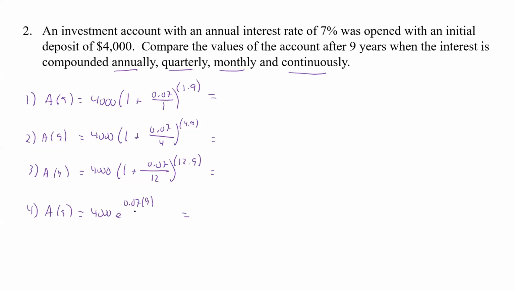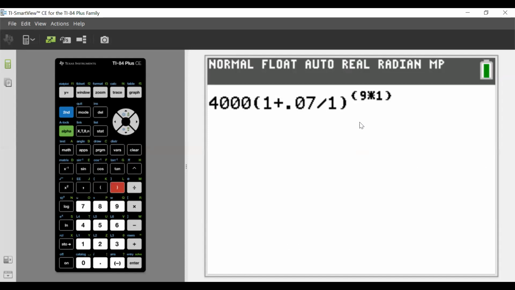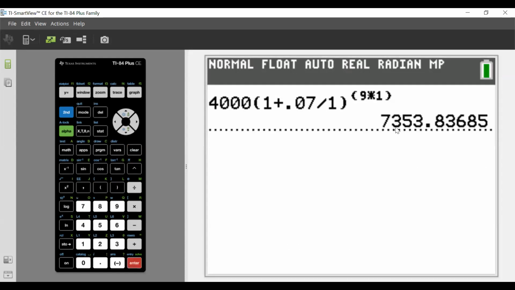And so now all we have to do is plug all those into our calculator, and we can write them down. And so the cool thing with the calculator is, let's clear all that so we can see it all at once. We're going to have 4,000 times 1 plus 0.07 divided by the first one was annually, so that's a 1. And then that's raised to the power, and then we'll have 9 times 1. Now I'm changing the order here because then I can make things a little easier. And that gives me the first one, 7,353.84. Okay, so I'll write that down.